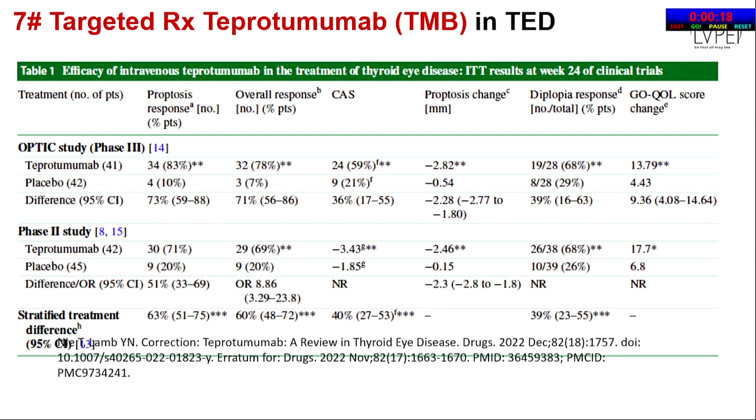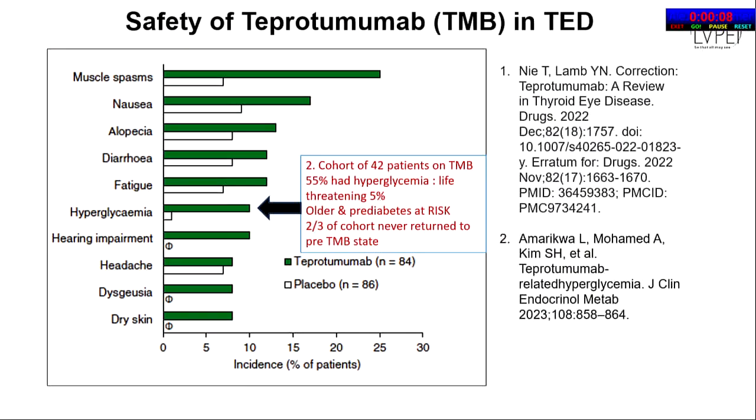Teprotumumab, we all know, huge response. It's not available to us, but the most important thing is it's one of the few which gives a response in proptosis, and looks like even beyond active disease. A little bit of a concern both on the hyperglycemia front and the hearing impairment that it causes, but something that we need to look out for.